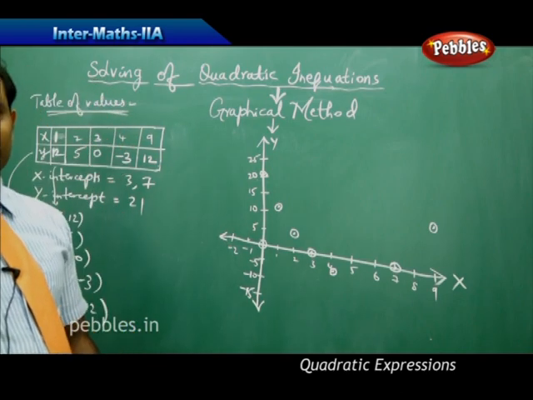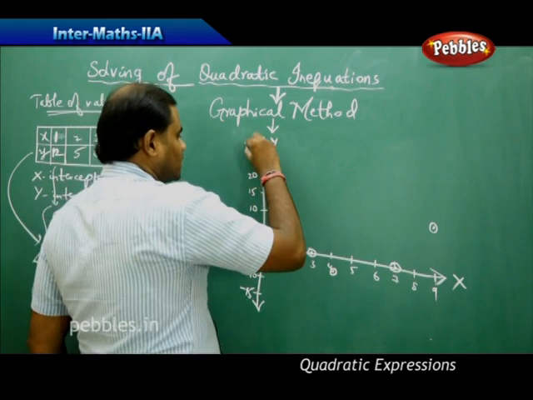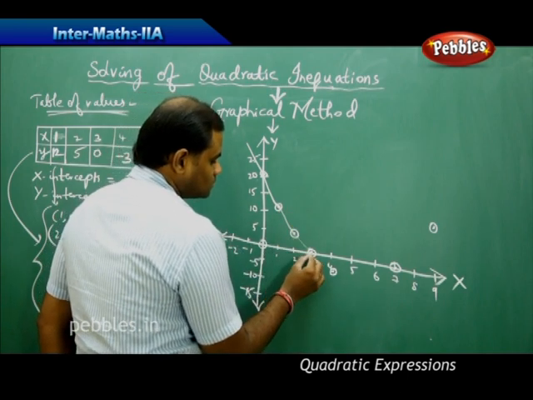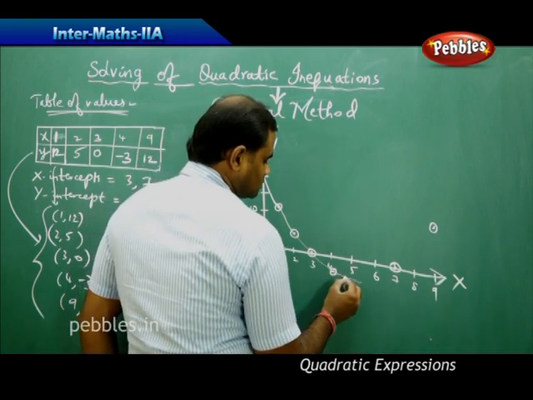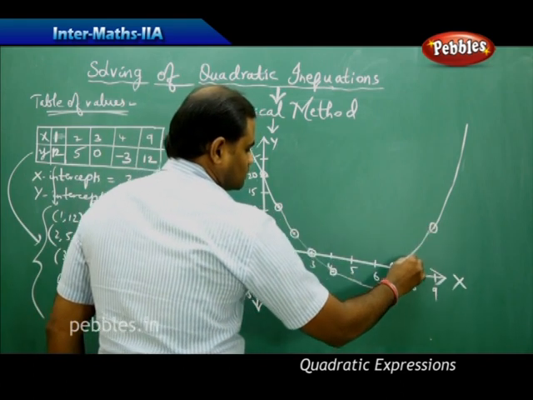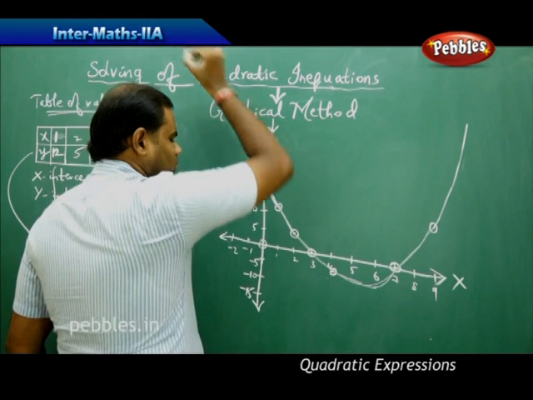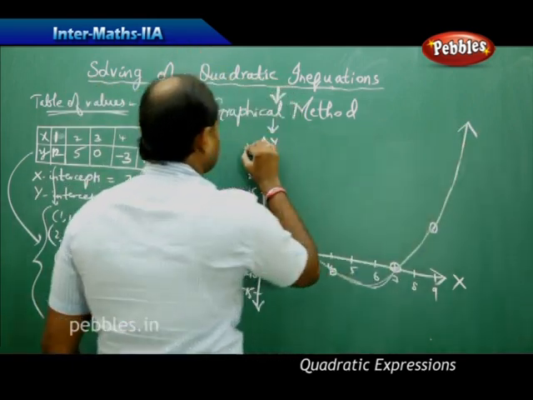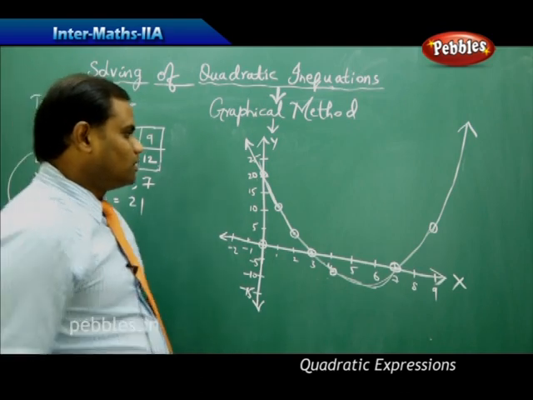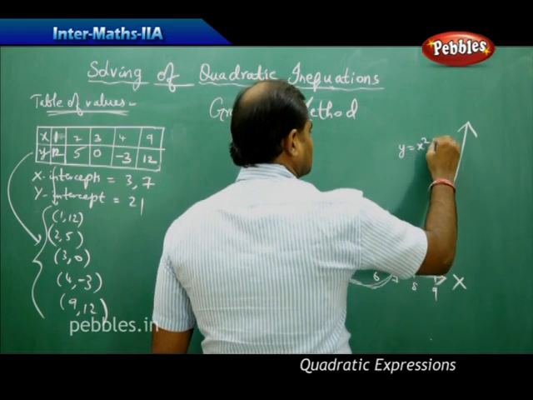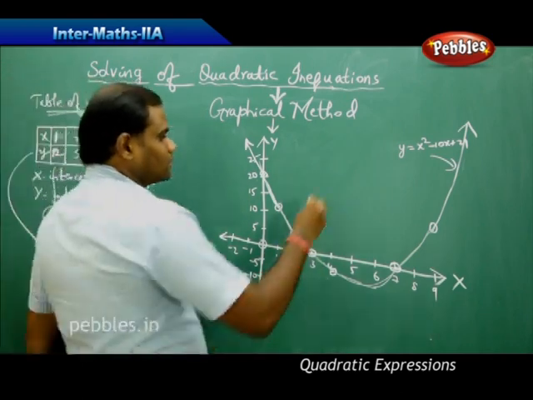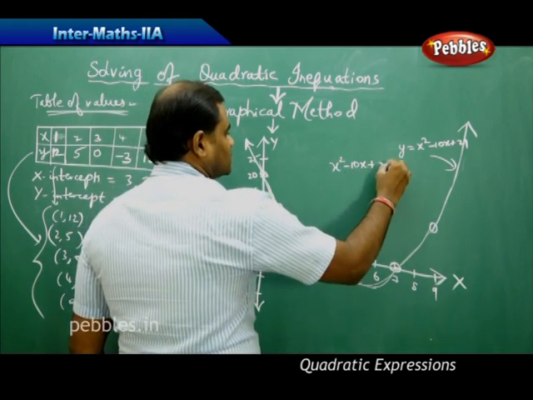So I got the set of points which I'm going to join with a smooth continuous freehand curve. As I proceed, I get a shape like this, which I can clearly see passing through the x-axis and the y-axis respectively. Now the equation of this parabola is y equals x squared minus 10x plus 21, and the shape of the parabola will decide the solution of the inequality x squared minus 10x plus 21 less than 0.